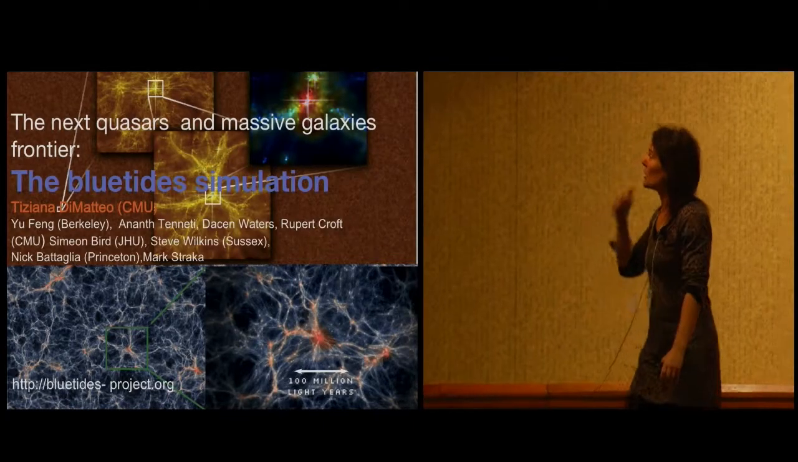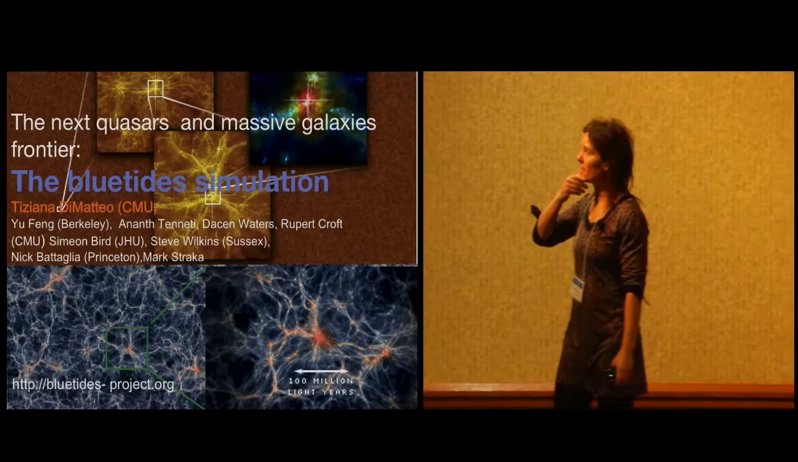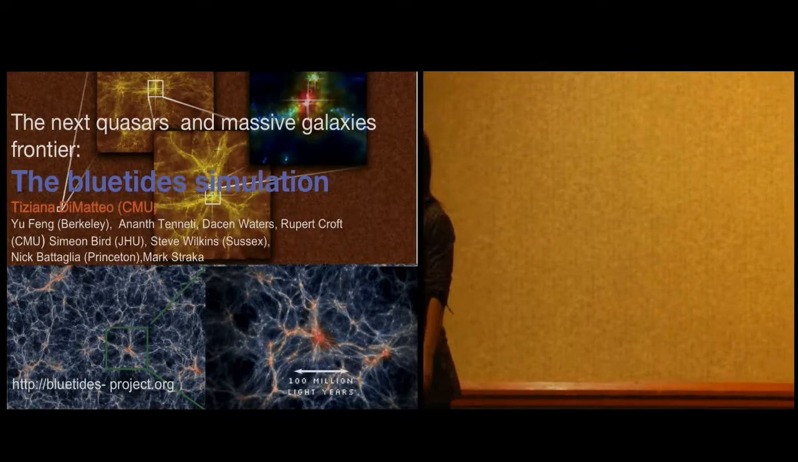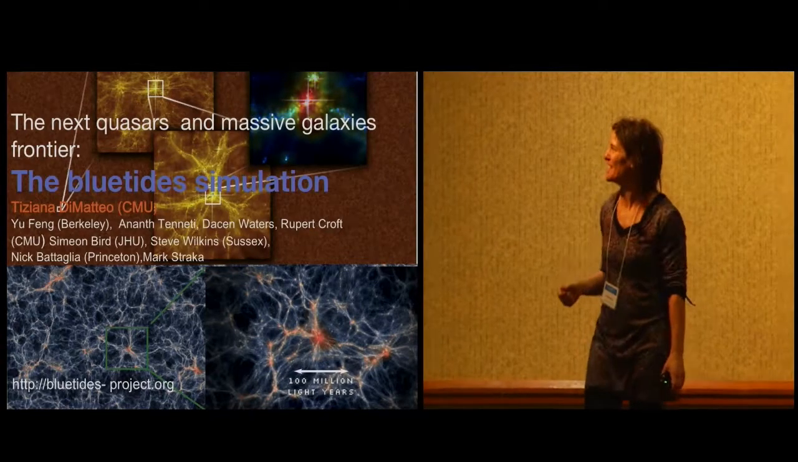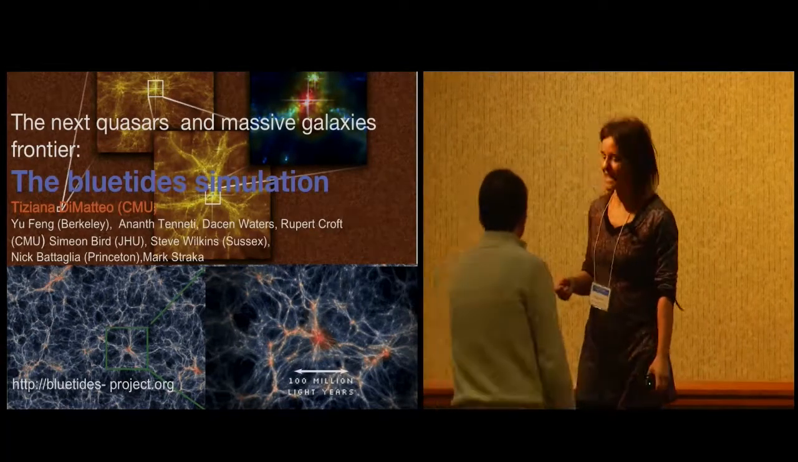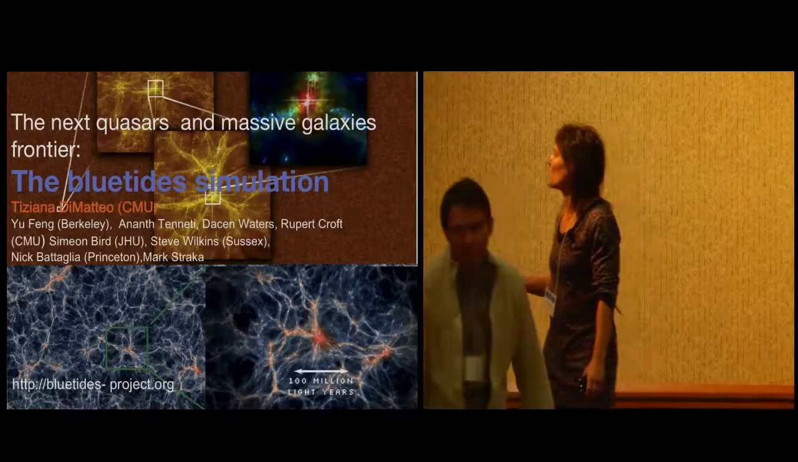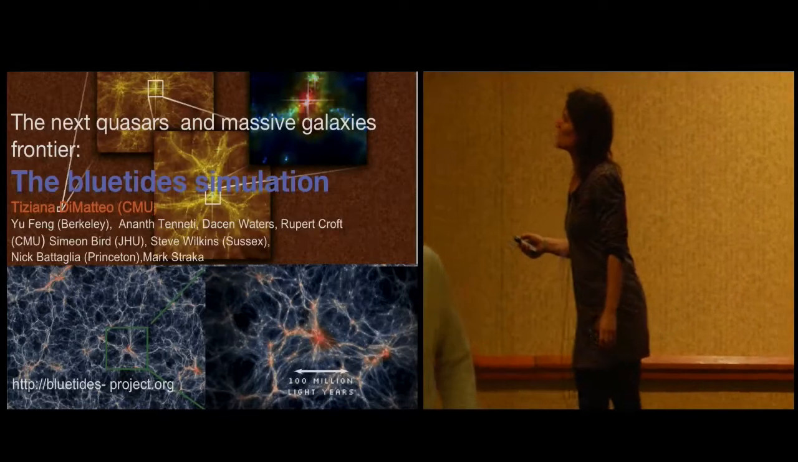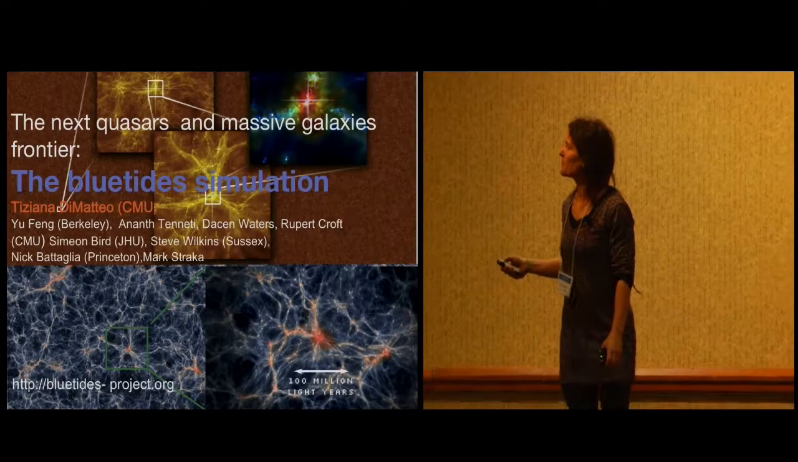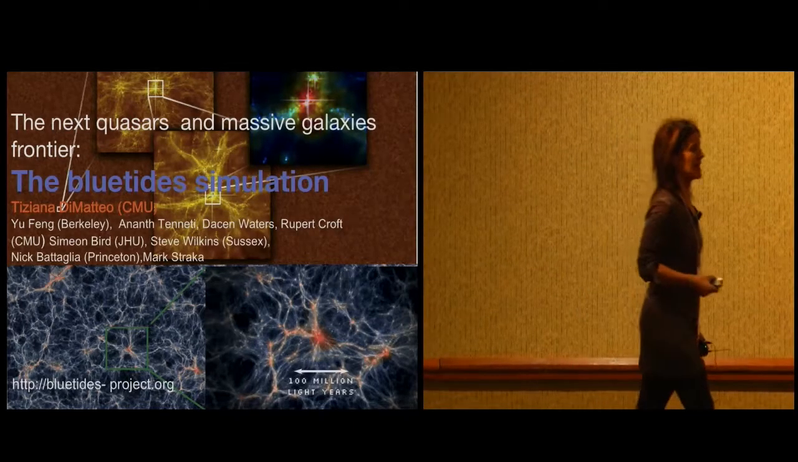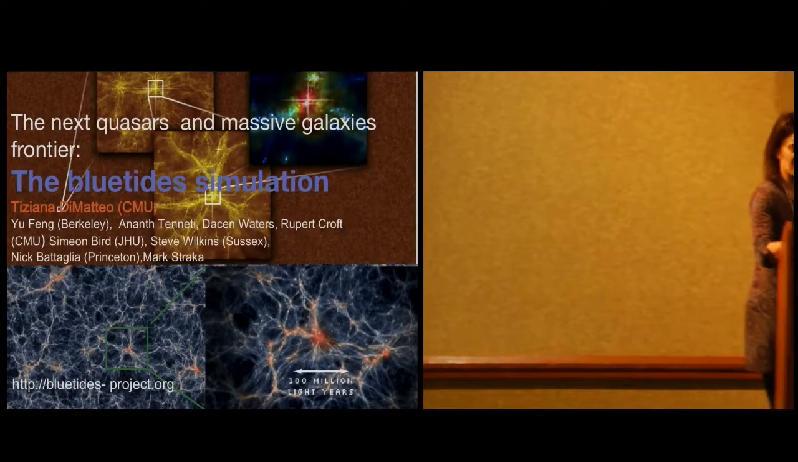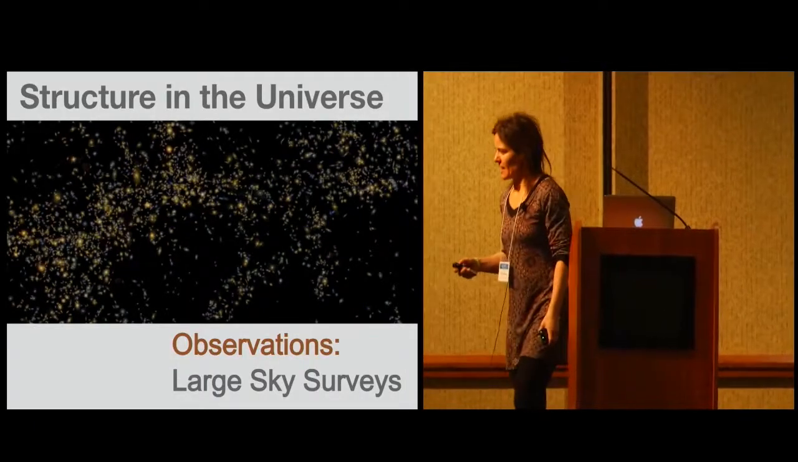OK. So as usual, collaborators: Yu Feng was my graduate student, has moved to Berkeley as a postdoc, and luckily for me, is still involved in this project. There's Ananth Tenneti also, another graduate student, now graduated, and other people at CMU as well as outside CMU who've been involved over time in this project.